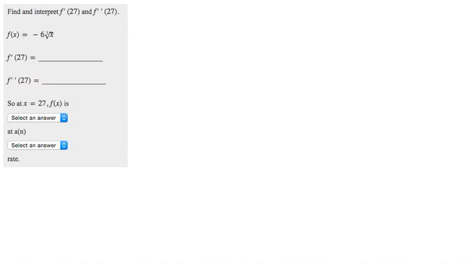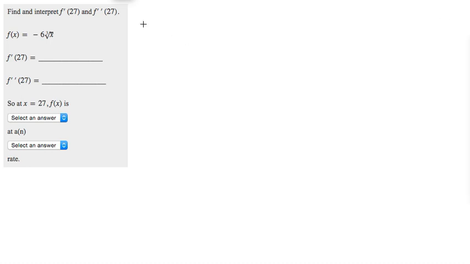Okay, in this problem, we are going to find the first and second derivative of this function at 27, and then determine whether f of x is increasing or decreasing, those are the two options here, at an increasing or decreasing rate. We'll see. So this is a multi-step problem. So first we're going to find the derivative.